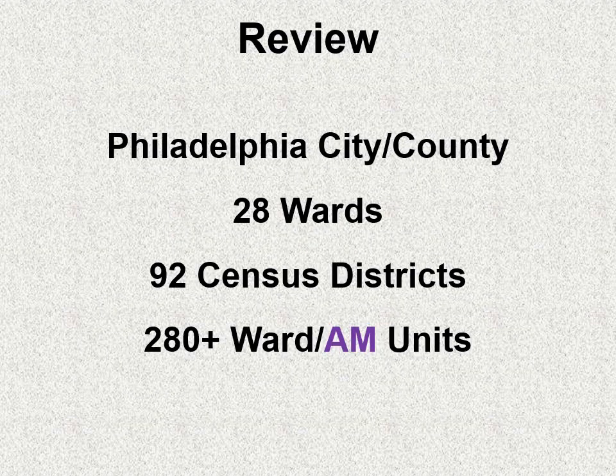So let's review. We saw that Philadelphia was both a city and a county, and so there are rural areas within the city. There are 28 wards in 1870, 92 census districts, and over 280 Ward AM units. I try to be consistent with this usage in this video.